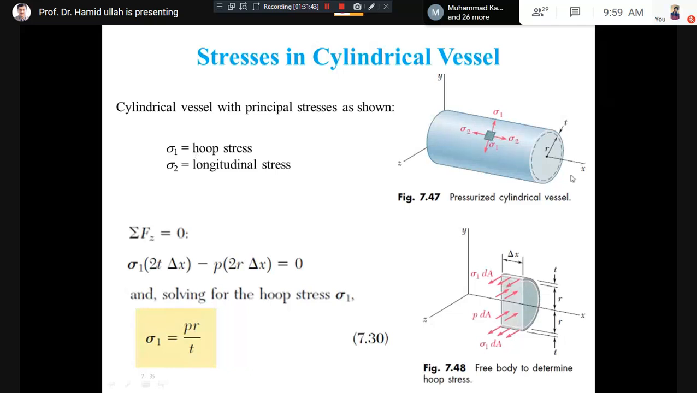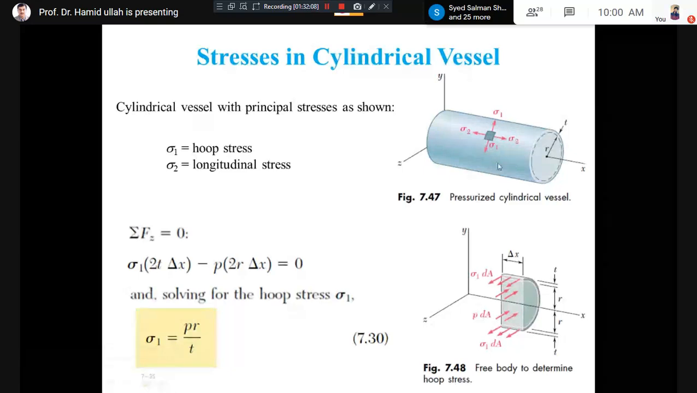What is the procedure for stress determination? We want to analyze the cylinder for the sake of stress. We section it by a cutting plane and divide the cylinder into two parts. Remember, in this case, the cutting plane that we pass will be along the axis.